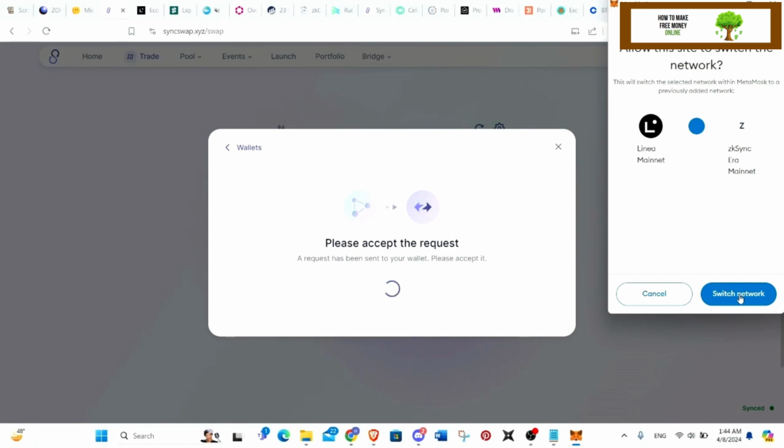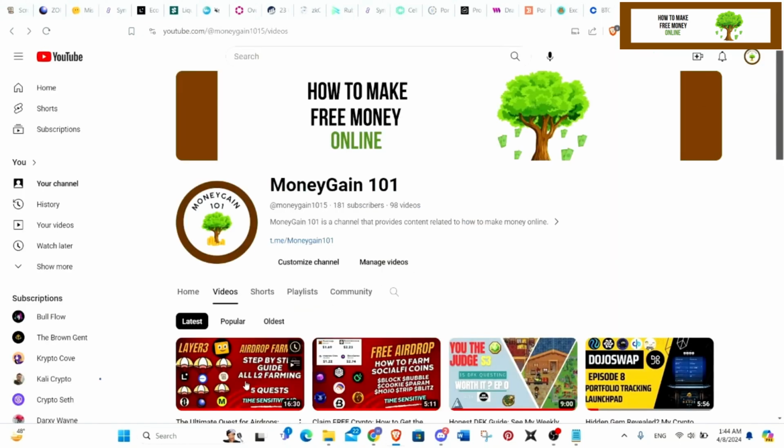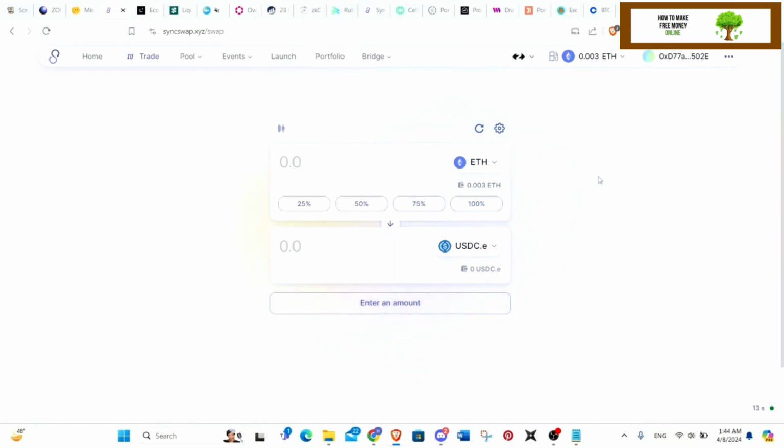What I like about those quests is that we are using different protocols and farming those different L2 layers. That's why I actually put this into the thumbnail, because it's not clickbait. It's actually farming different protocols at the same time.